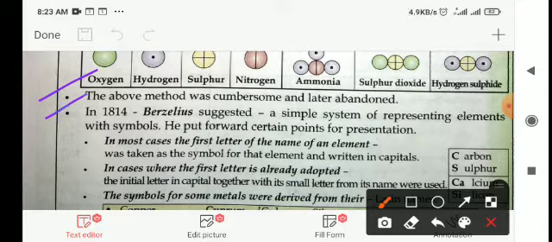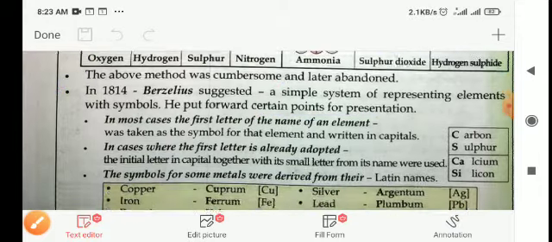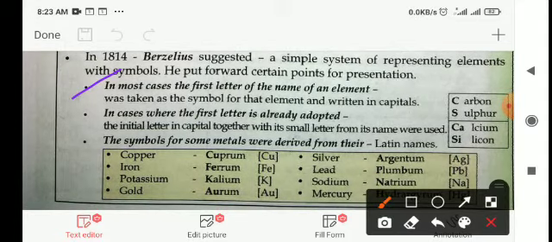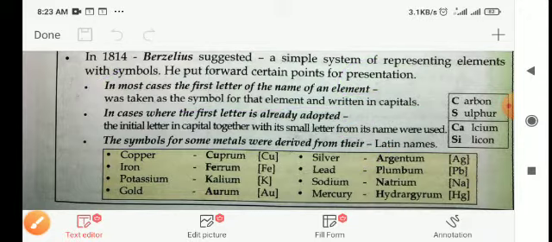In 1814, the scientist Berzelius suggested a simpler way of representing elements with symbols. He put forward certain points of representation. The first point is, in most cases the first letter of the name of an element was taken as the symbol for the element and written as a capital letter. For example, the first letter of carbon is C, so the symbol of carbon will be C. For sulfur, the symbol will be S because it is the first letter of sulfur. So that was the first point.